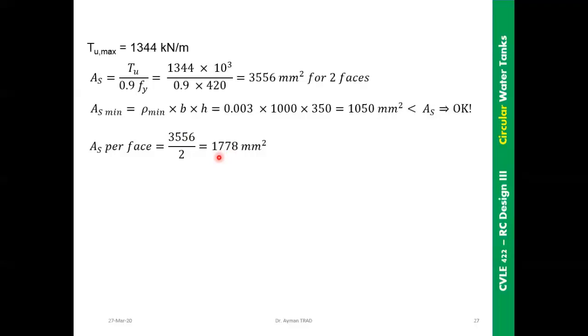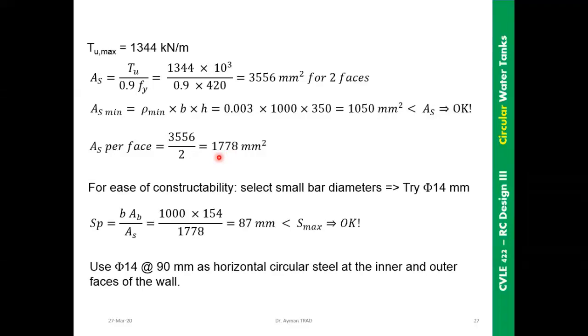Then we'll try to select small diameters in order to facilitate the execution. Now here, in the previous example we took 512, here it will take 514 because the area is bigger. So spacing is bar area over AS, which comes out to 87, which is smaller than S max, meaning it's acceptable. S max is 300 millimeters for water tanks. Then as a conclusion we use 514 at 90 millimeter, rounding to 90, as horizontal circular steel in the inner and outer faces of the wall.